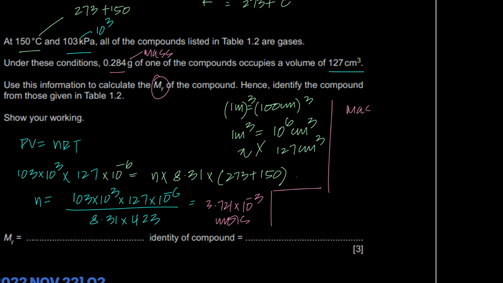Sir, mass equals mole times molar mass, right? And so if you have the mass, which is 0.284, and you have the moles, which is 3.721 into 10 raised to the power minus 3, what's the molar mass?